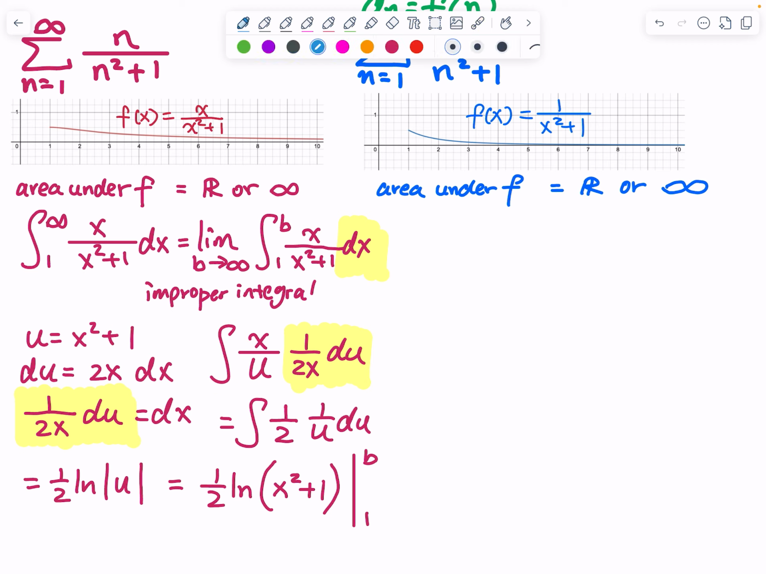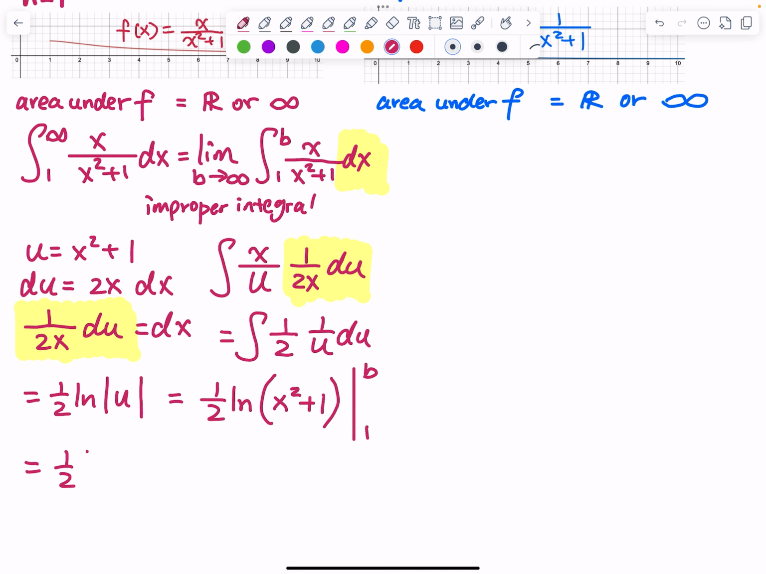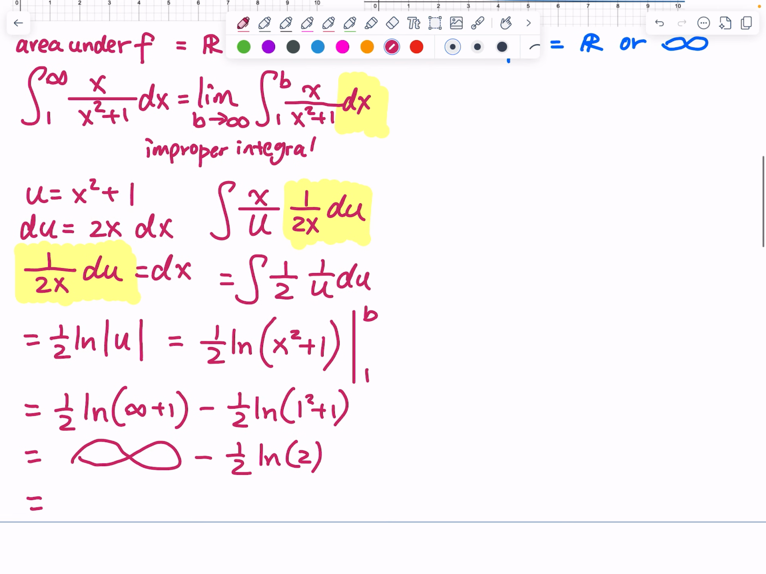Okay, as x goes to infinity, what do we have? We have 1/2 ln of infinity plus 1, and then minus 1/2 ln of 1 squared plus 1. What is ln infinity? Based on the graph of ln, ln of infinity is equal to infinity. So this is infinity minus 1/2 ln of 2, and then infinity minus a real number. So this is equal to infinity.